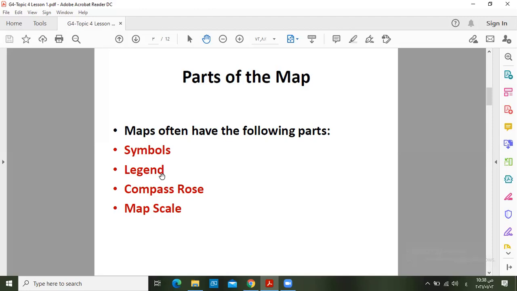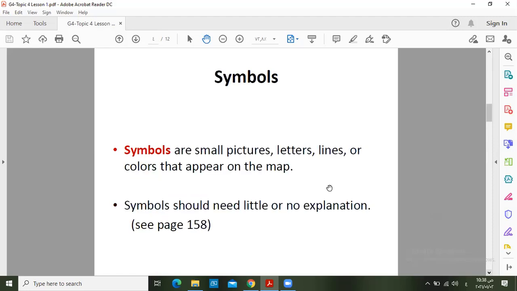So any type of map, whether it is a physical map, political map, road map, satellite map, resource map, any type of map, it must contain these parts: symbols, legend, compass rose, map scale. What are symbols? Symbols can be pictures, letters, lines, colors that appear on the map. These symbols, in many cases, do not need explanation. You can understand them directly.